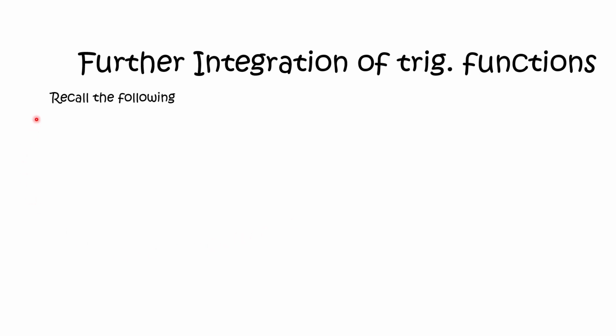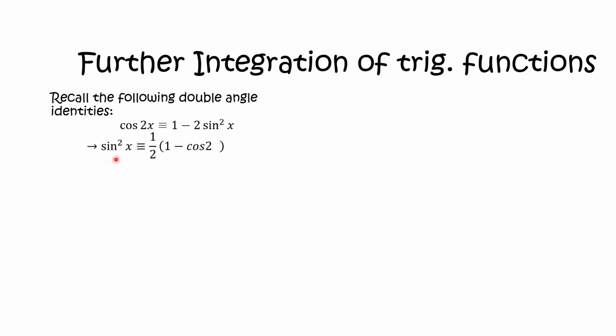Moving on to today's business. Recall the following double angle identities from the trig functions. Cosine of 2x is equivalent to 1 minus 2 times sine squared x. That's one identity, implying that sine squared x is equivalent to 1 over 2 times 1 minus cosine 2x. This is identity 1. Let's move on to the other one.